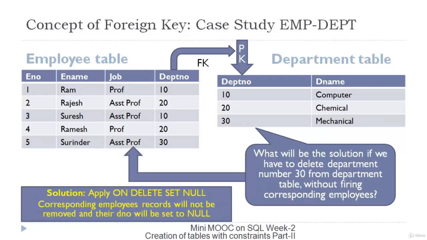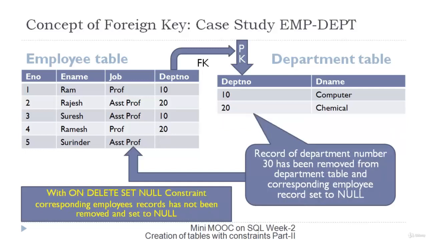But sometimes we wish to remove department number records without deleting the corresponding employees. Then the solution is on delete set null. In this, the corresponding records of employees will not be removed, but their department number will be set to null. Here department number 30 has been removed from the department table, but the corresponding employee exists and its department number will be set to null. We achieve this through the on delete set null constraint.